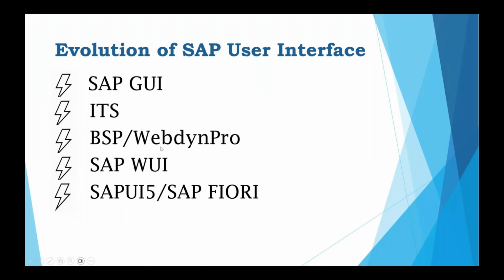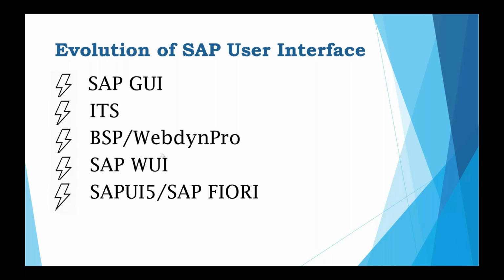Now, during this time SAP introduced BSP and WebDynpro. Using WebDynpro, we can develop applications easily. If you want to develop any custom applications, it is easy. We have function modules, we have everything. We can easily develop using WebDynpro. The best part is minimal code and faster development.